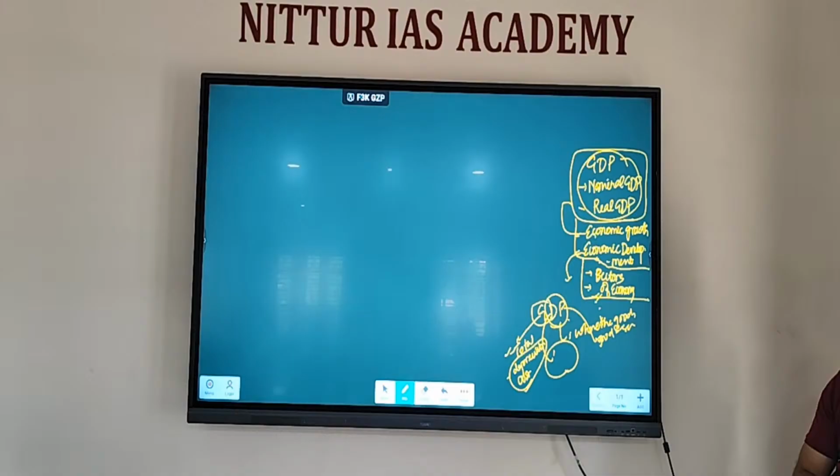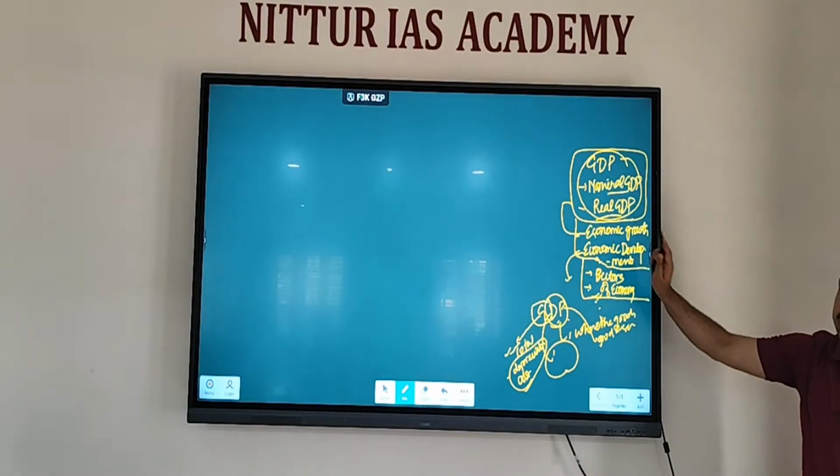Foreign embassies within India will not be included, but Indian embassies outside will be included in the concept of domestic territory. We also discussed residents residing in India, whether they are managing ships or providing services in aeroplanes, and so on. That will be counted in India's GDP. So those are the factors we discussed on what is included and not included in GDP.